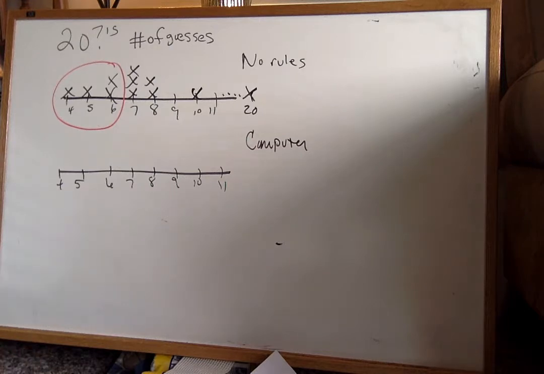I wanted you to play with a family member or a friend just to give you some idea about what this activity is. One partner thinks of a number, and the other partner has to ask yes or no questions to try to guess that number. And I wanted you to collect the data of how many guesses it took to guess your partner's number.